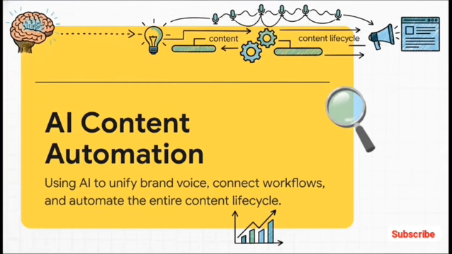Well, at its heart, AI content automation is about using artificial intelligence to completely transform the content process. The really important part here is unifying the brand voice and automating the entire lifecycle. We're talking from the spark of an idea all the way to hitting publish, making sure everything feels consistent, which, as you know, is absolutely key for building trust.